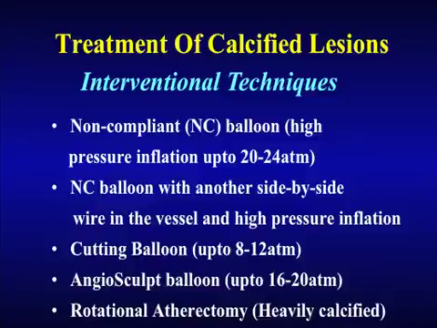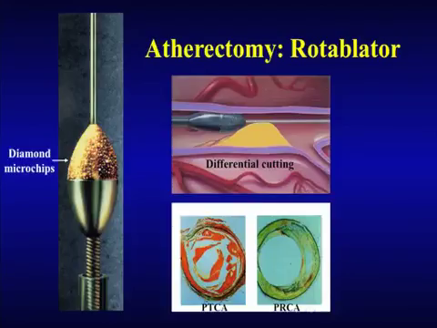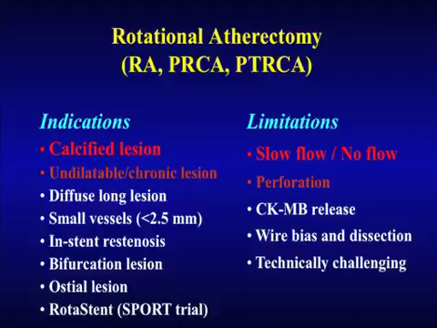but many of these calcific lesions you cannot cross with the cutting balloon or AngioSculpt, so that remains rotational atherectomy, which basically works by the phenomenon of differential cutting, with the diamond microchips at the distal end, which ablate the calcific plaque into microparticles. The indication basically is the calcific lesion and undilatable chronic lesions. And many of these cases are native vessel lesions where the bypass grafts are closed, but those lesions are very chronic, inelastic or undilatable, so rotational atherectomy helps.